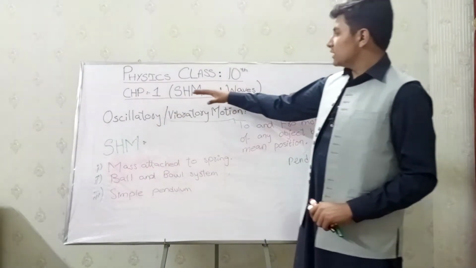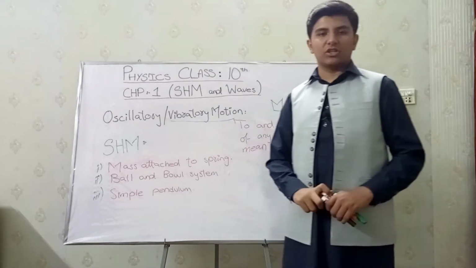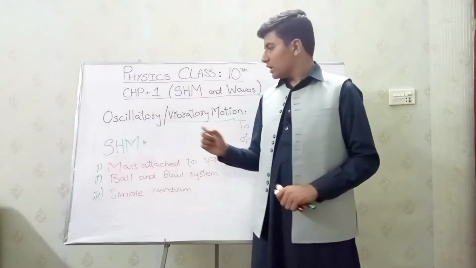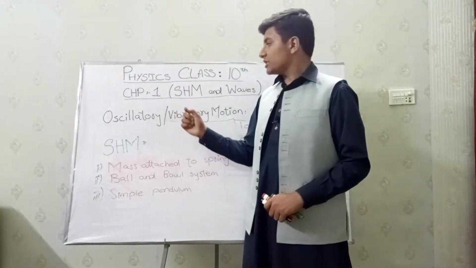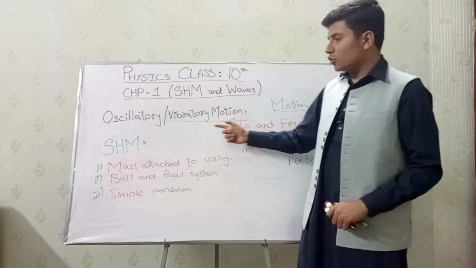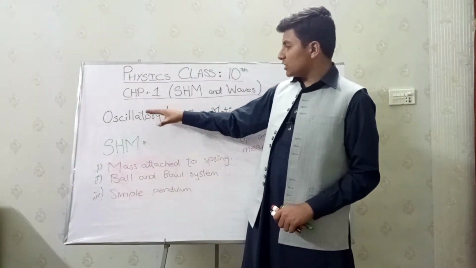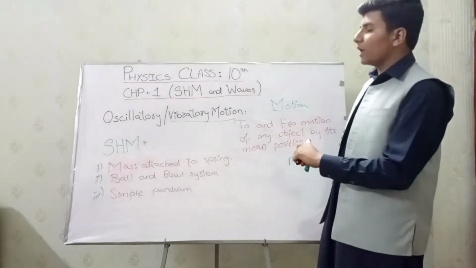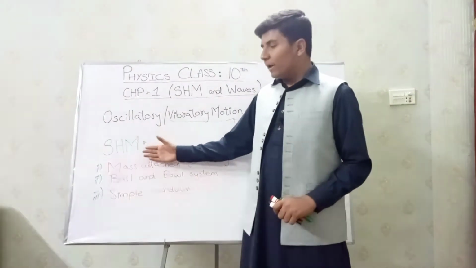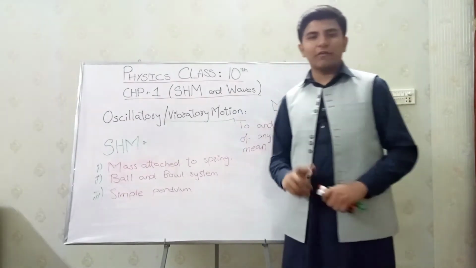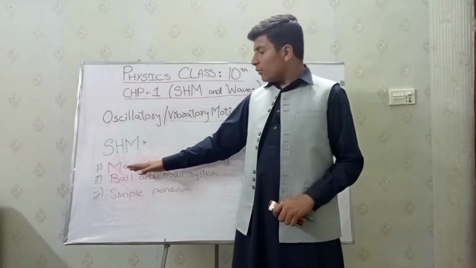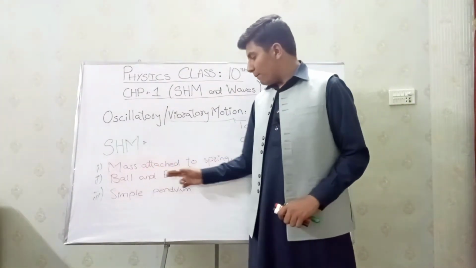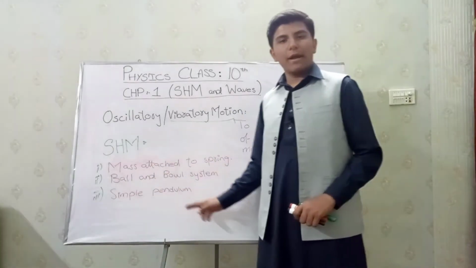So our topic is simple harmonic motion, which we'll be studying in this lecture. What is simple harmonic motion? Simple harmonic motion is a special type of oscillatory or vibratory motion. This was the basic definition of simple harmonic motion. In our physics class 10 book, we have three things: the simple harmonic motion of mass attached to a spring, ball and bowl system, and simple pendulum.